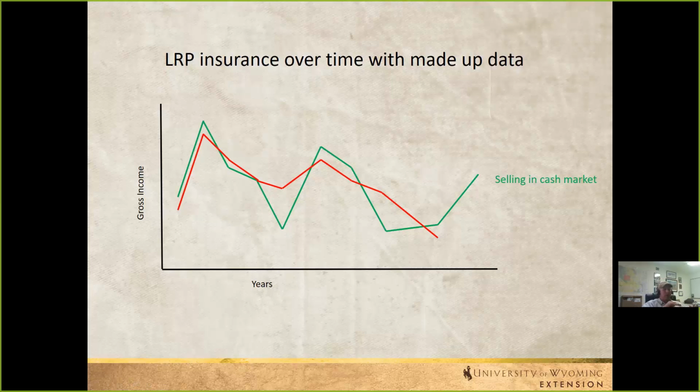That's when the insurance product pays. Okay, if prices are low and they move up and they stay low, you're still not going to get a check because you bought in the insurance when prices were low. Okay, the next year, again, prices were high.